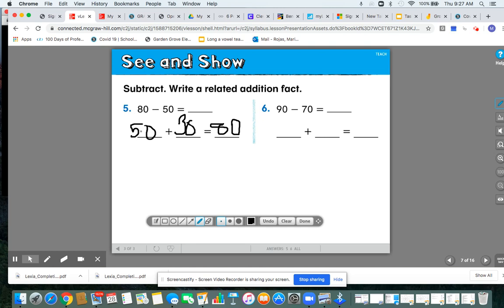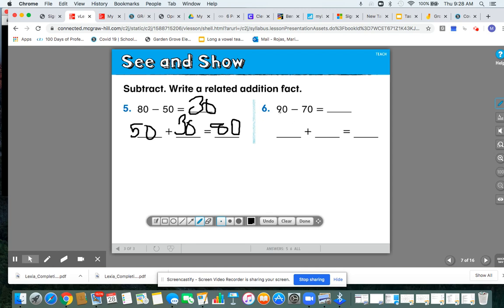So, 50 plus 30 gives me 80. So I know that. So now 80 minus 50, well, I can just use this problem. If I have 50 plus what number will give me 80, which is 30, so I can just add it here. This is how you would solve this problem a lot faster.